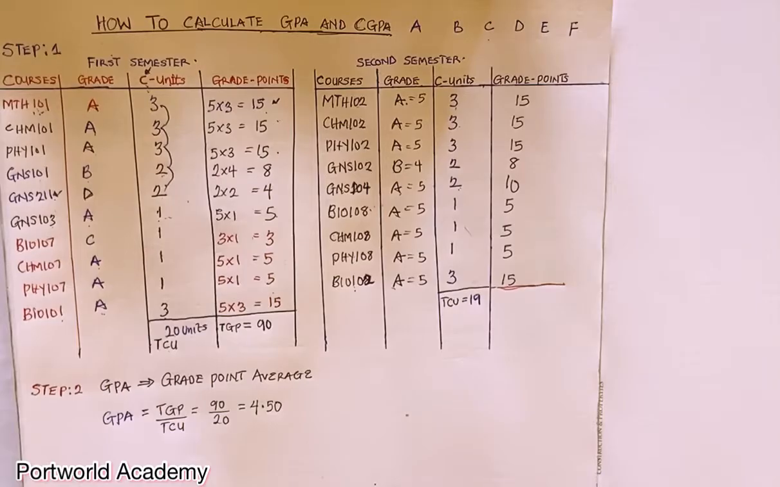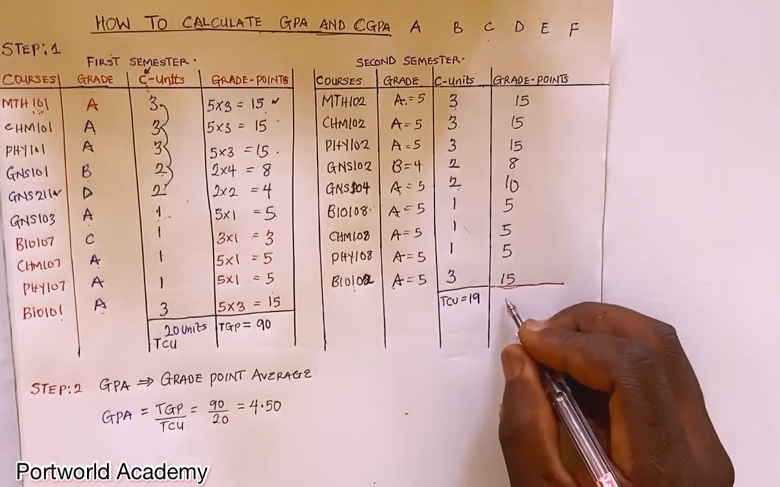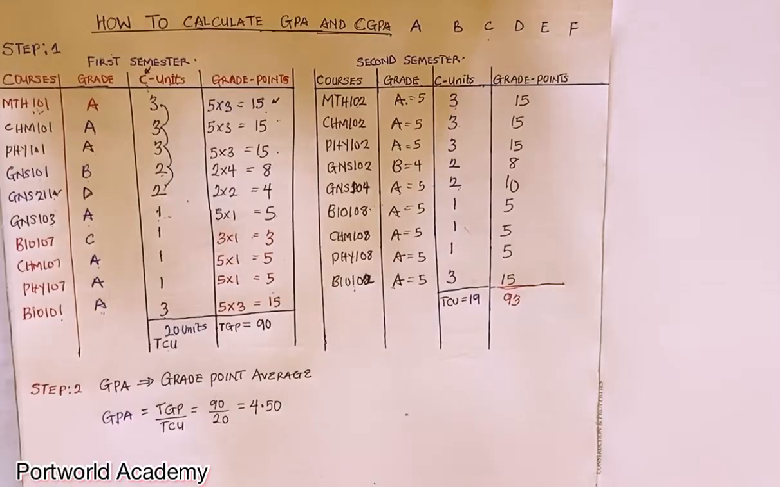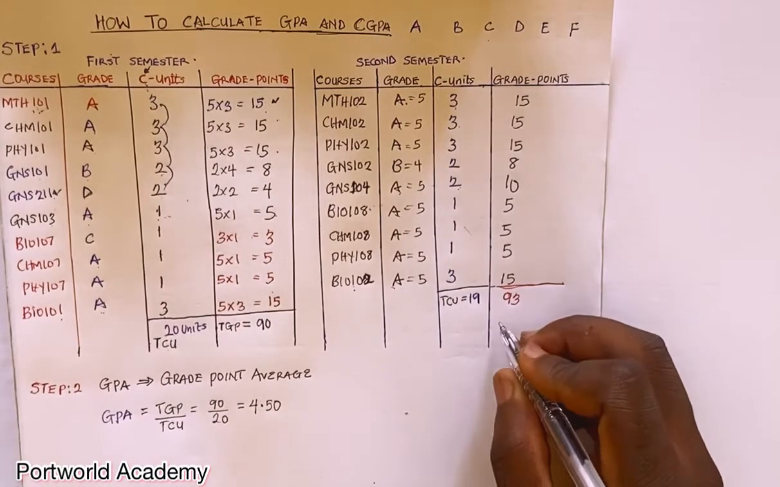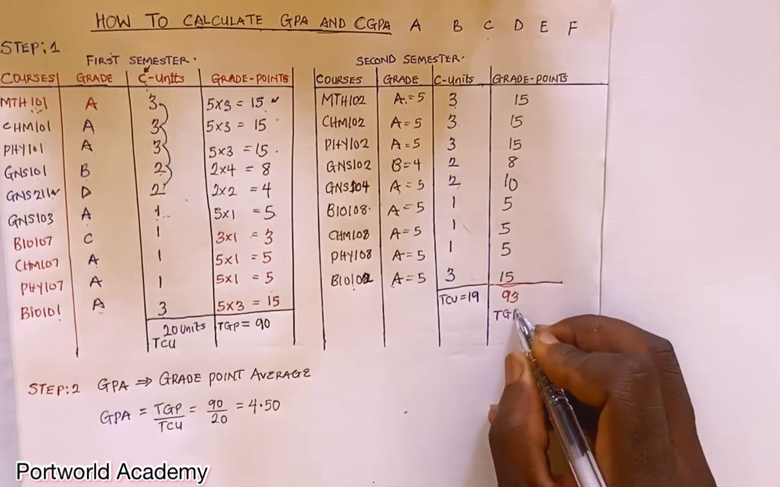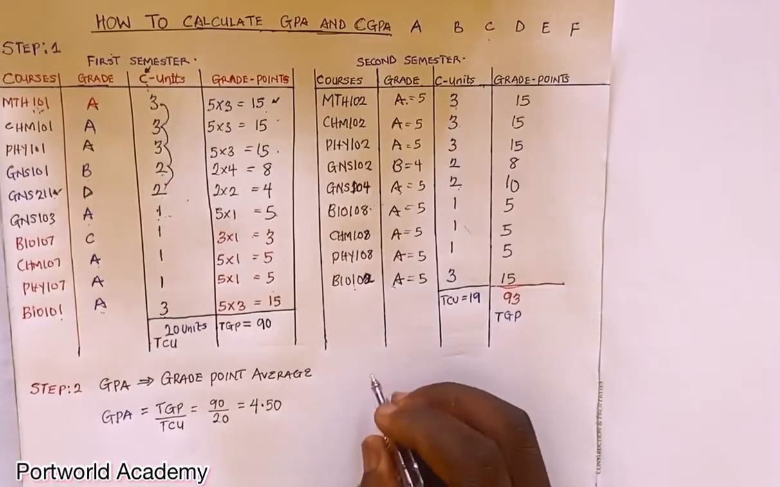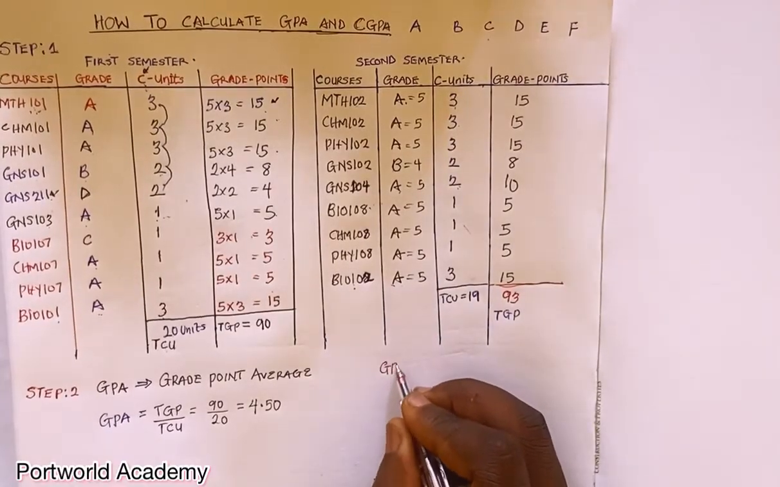Again, you have 5, again, then plus 15. So in this case, let's see what's happened. This is actually 93. Everything here is 93. So the guy was like, wow, I have 93 total grade points. My TGP now is 93. Then the next thing you just need to do here is get your GPA first.